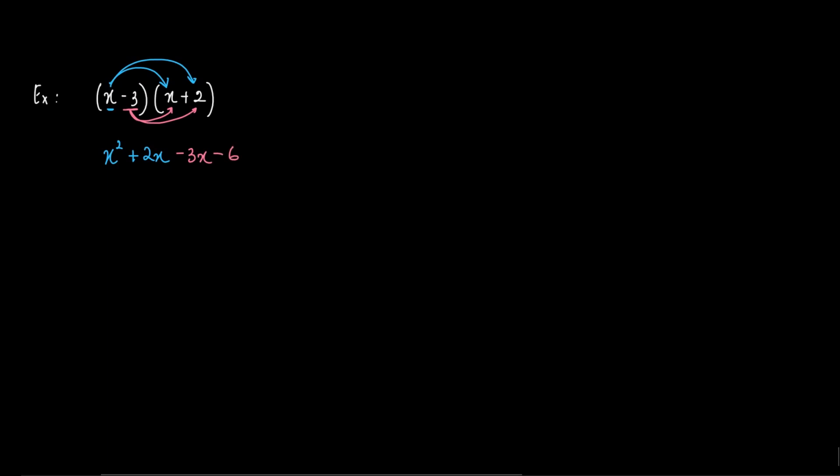Now, as you can see, there are two like terms, 2x and 3x. They are both like terms because they both have the same variable x. What you can do is add them together, and what you will get is x squared, 2x minus 3x is negative x, minus 6. Now this is the answer you get when you expand binomially, and what you've got is a quadratic expression.